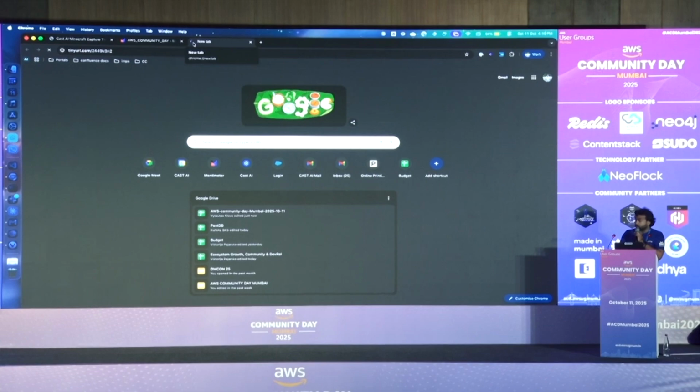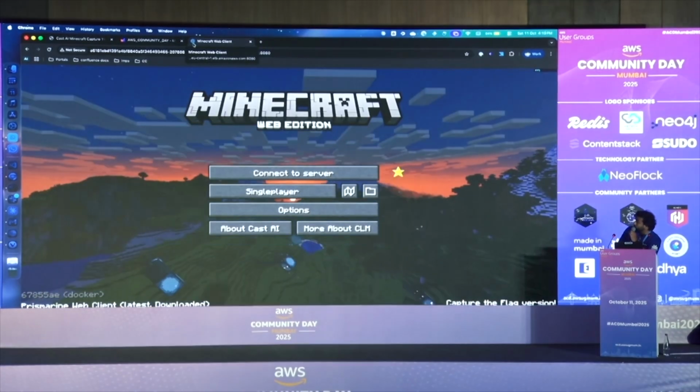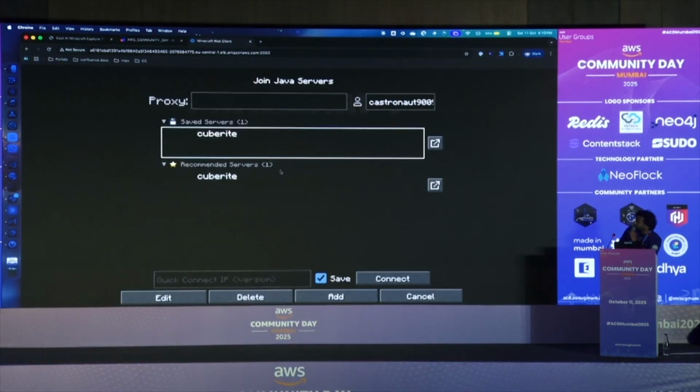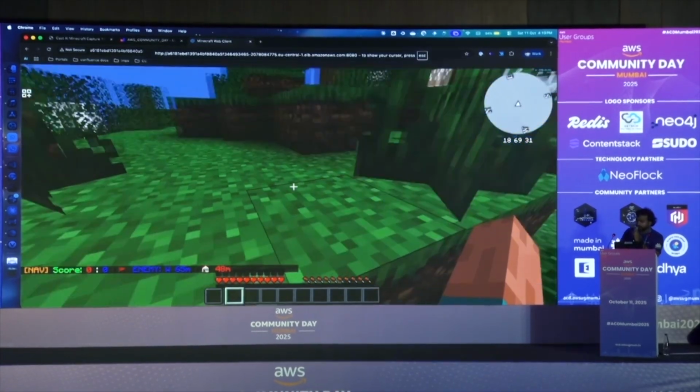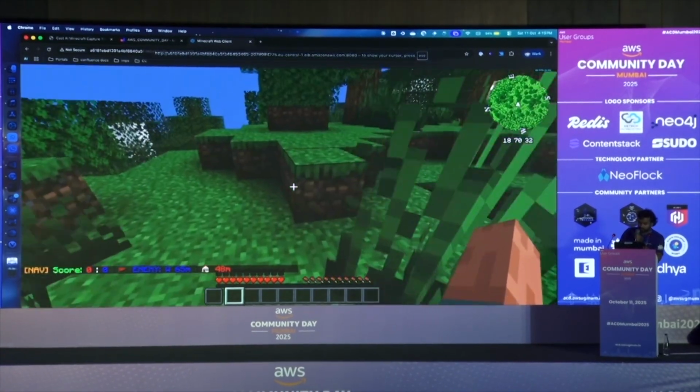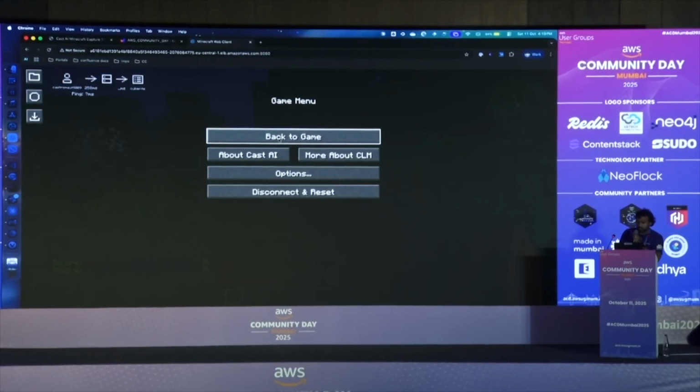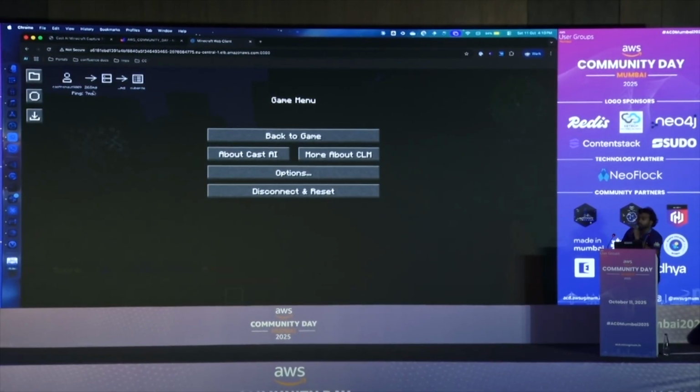If you have a mobile or laptop, everyone can join from it. Click on connect to server and click on this server. So yeah, I'm inside the game, and I can just play normally. Now you see here it is showing like 200 millisecond latency. It is connecting to the server and getting the data.